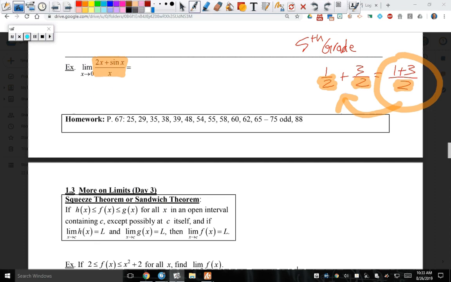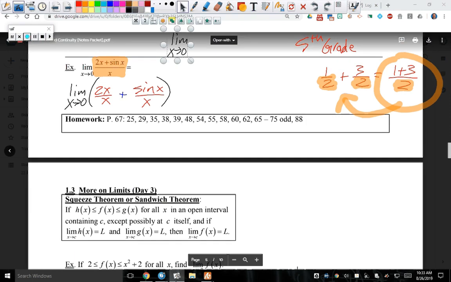So that would be like 2x over x plus sine of x over x. And we're going to take the limit of all of that. Here comes one of the limit laws that we had. A limit of the sum is equal to the sum of the limits. So that means I want to first evaluate what this one is. Let me see if it'll let me copy. Yep. And then I'll do the other one.